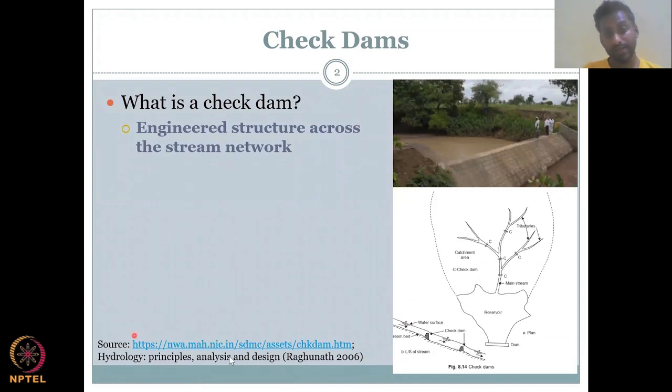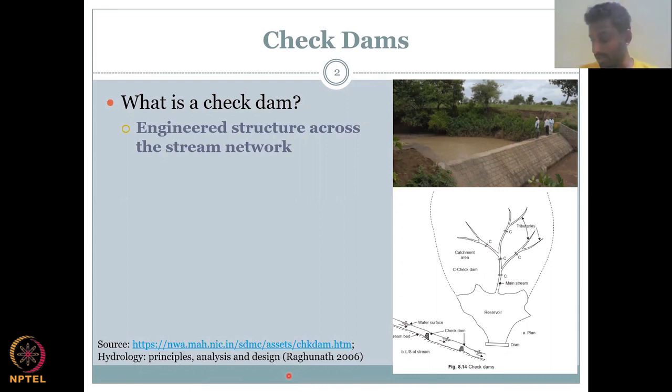Again, there are a lot of government assets, books on these. I've given you the links. Please go ahead and look at it, because these are very, very important for rural water resource management. Not only for groundwater, not only for surface water, but it gives a holistic picture of capturing water, storing water, and then slowly releasing it to the downstream communities. What is a check dam?